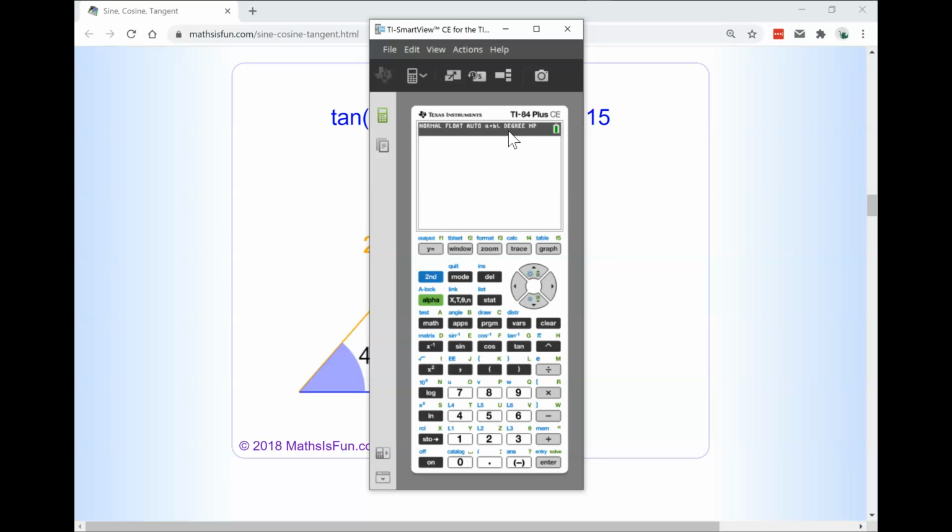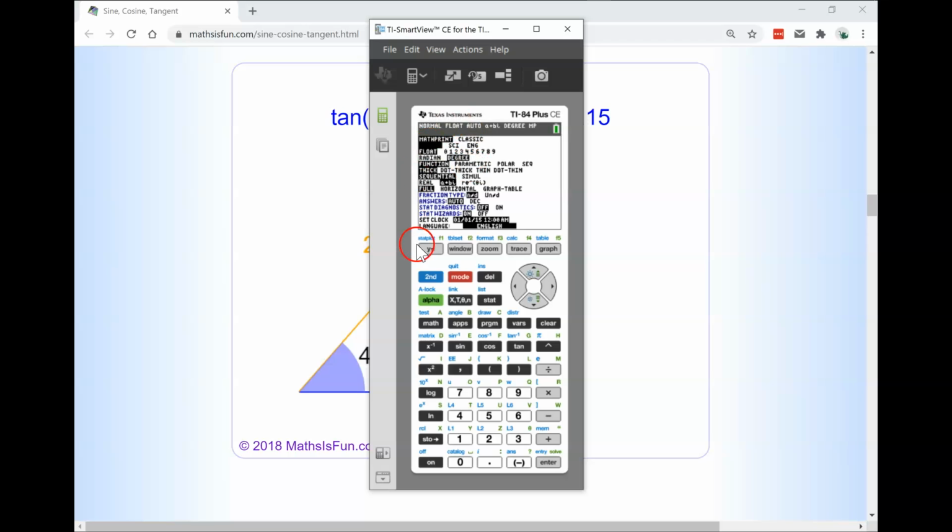That's what you want to see. If your screen has the word radian or RAD, you need to change it. And if you don't see anything like this on your screen, we need to check what mode your calculator is. So see if you can find a button that says mode.